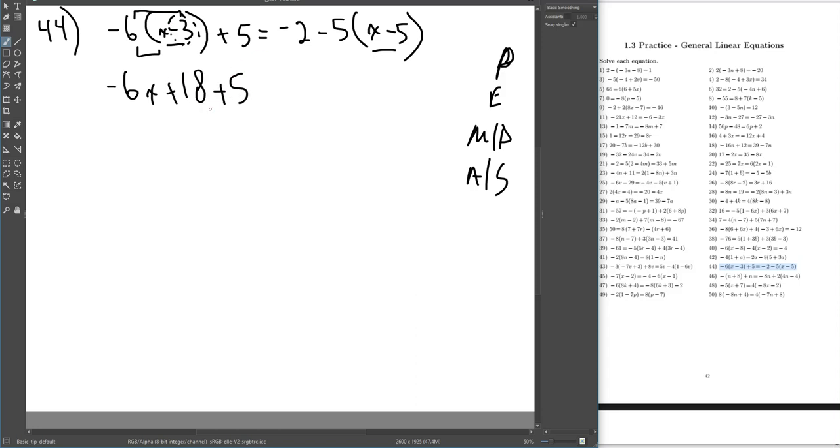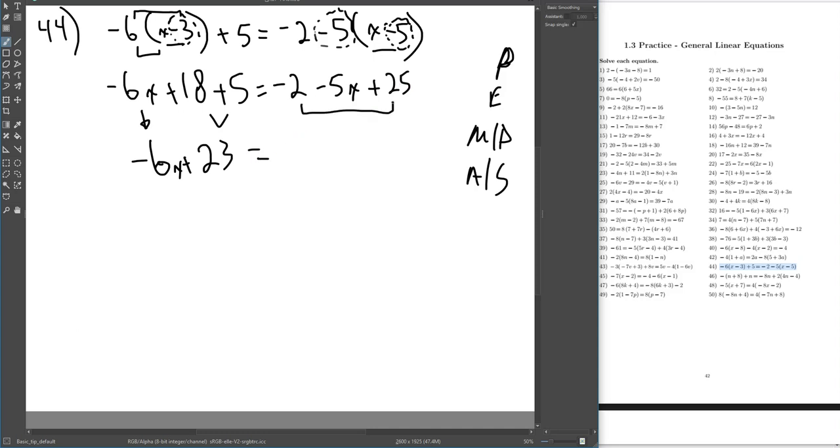And here we have a plus 5. Let's solve for this right away. Minus 6x plus 23. You see how I did that? 18 plus 5 equals 23. And I just drop down the minus 6x. Let's go on to the other side. Minus 2, we won't touch that for now. So it is minus 5 times x equals minus 5x. Minus 5 multiplied by, don't forget the negative sign here. There's like negative signs here. So that is a positive. I get positive 25. Let's combine these like terms. Minus 2 plus 25 equals 23 minus 5x.